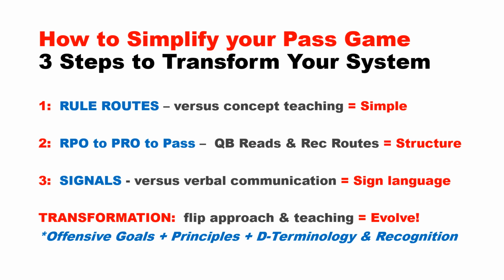Number 2, you're going to start with the RPOs as your foundation, and then we'll go to PROs, which means pass run options, and then to your pass game where the quarterback uses the same reads and we build off those RPO routes, so it gives us a consistent structure.